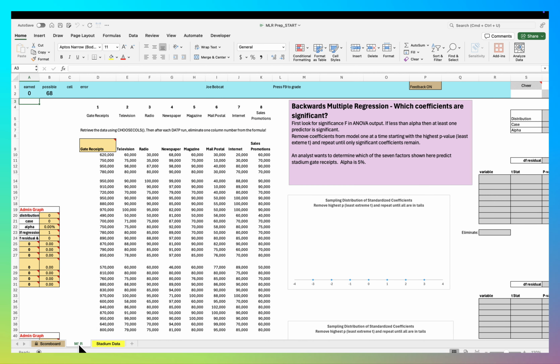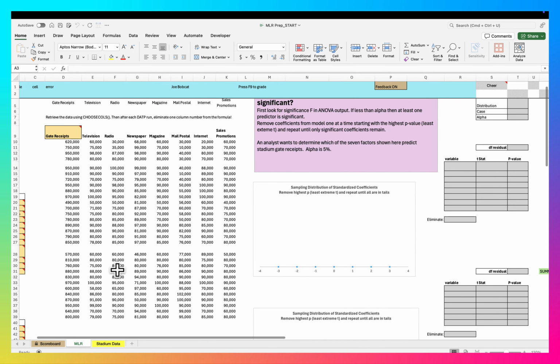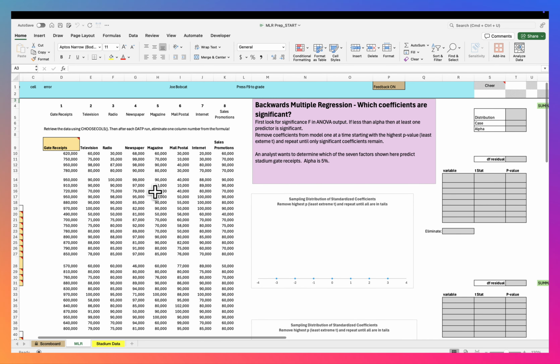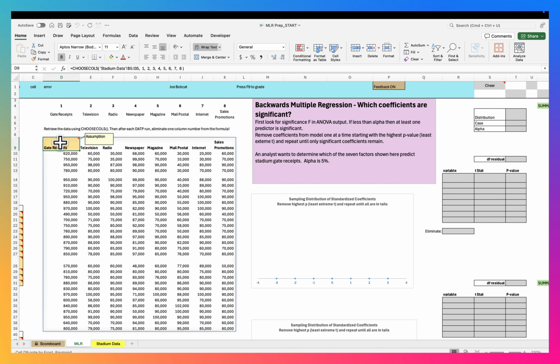So I'm going to go over here to the MLR tab. And what I'm starting with on the left is the same data, just dropped off the dollar signs. But the way that I got this data is with a great function in Excel called CHOOSECOLS. If I put CHOOSECOLS and then I highlight the data set, which is on the stadium data tab in those cells, and then after that I put a comma and I list, comma separated, the columns 1 through 8, because there were 8 columns, then it will bring back all 8 columns.